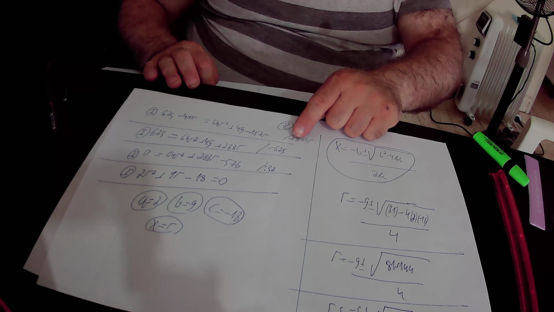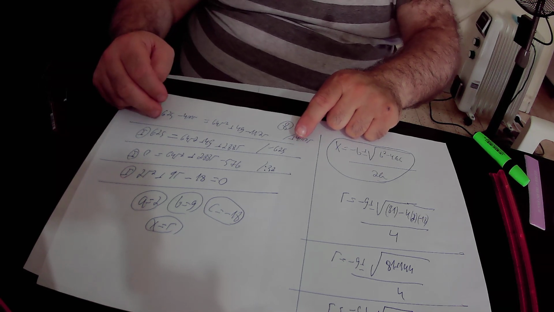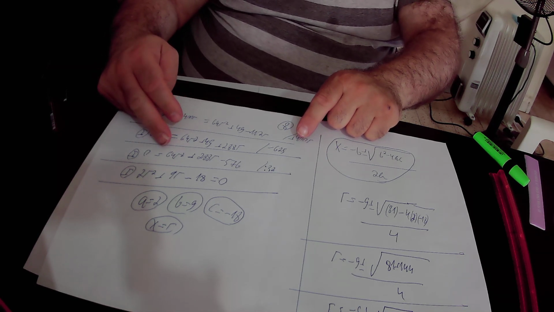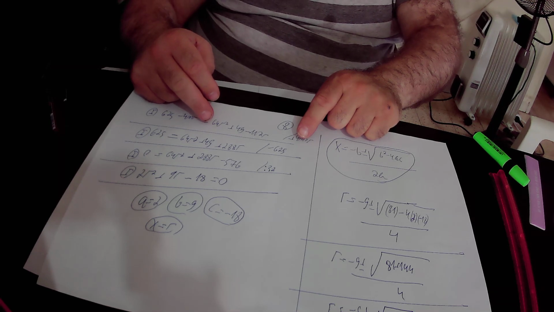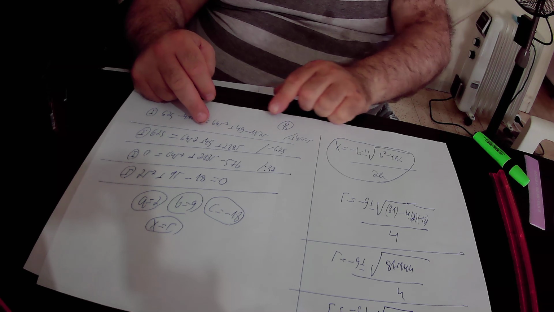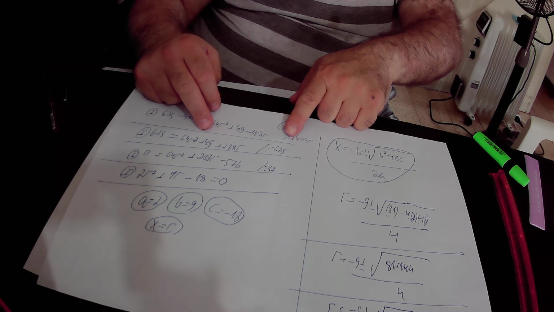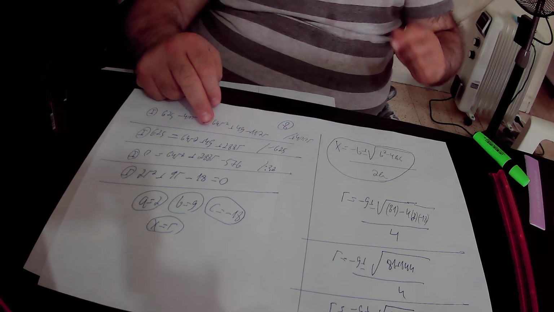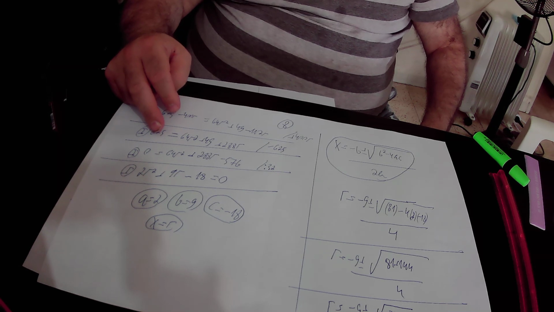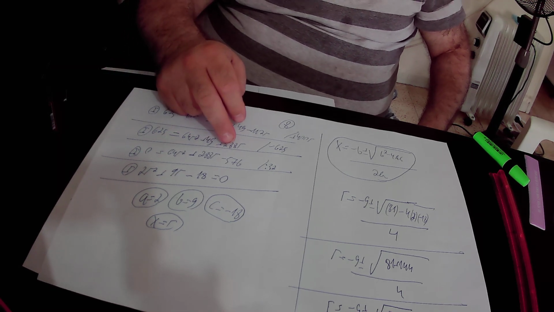Here we subtracted 625 from equation number 1. So 625 minus 625 is 0. Here we have 64r squared, and here we have plus 288r. And here we have 49 minus 625, which is equal to minus 576. So in conclusion, according to equation number 1, 0 equals 64r squared plus 288r minus 576.